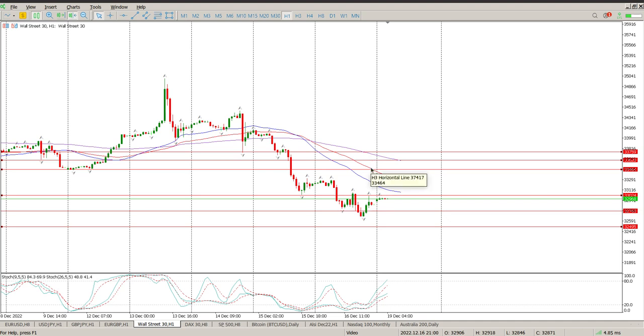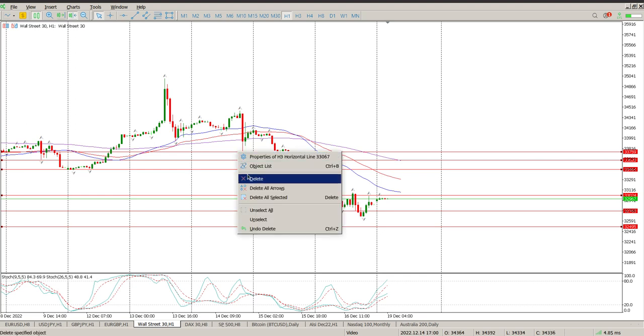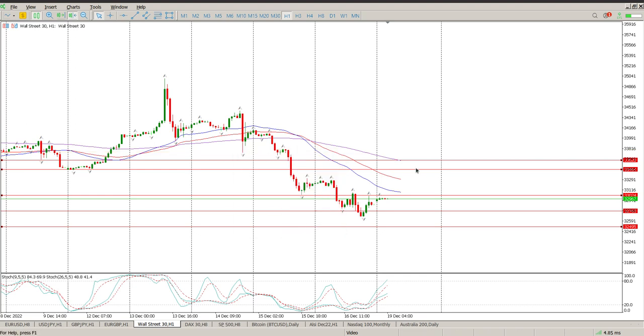So I'd rather be looking for 33,464 or sort of 33,620. I'd be a little bit reluctant for this level here. Let's delete that, because getting up there, that breaks through the moving averages, and then you could find support up there. So this is the zone that I'd be looking at.